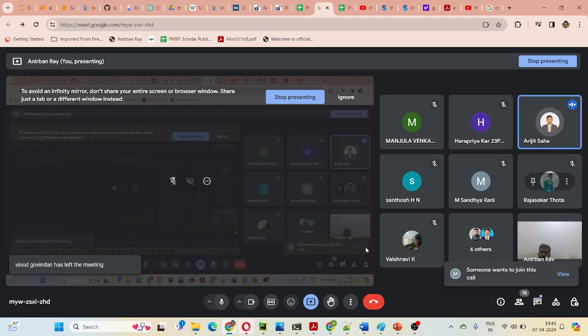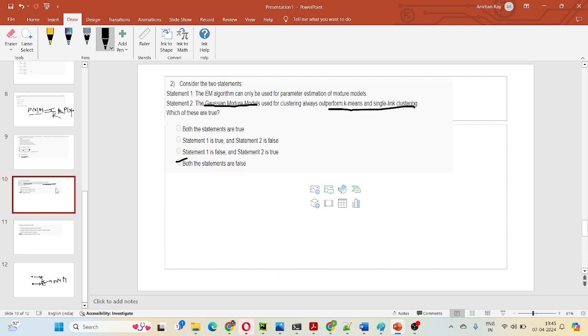Can you show the last question? Last to last question, the second last one. Yes, both the statements are false here. Second, what you understand is that some supervised data is there in Gaussian mixture model, but k-means is a clustering algorithm with no supervised data. This is the reason.